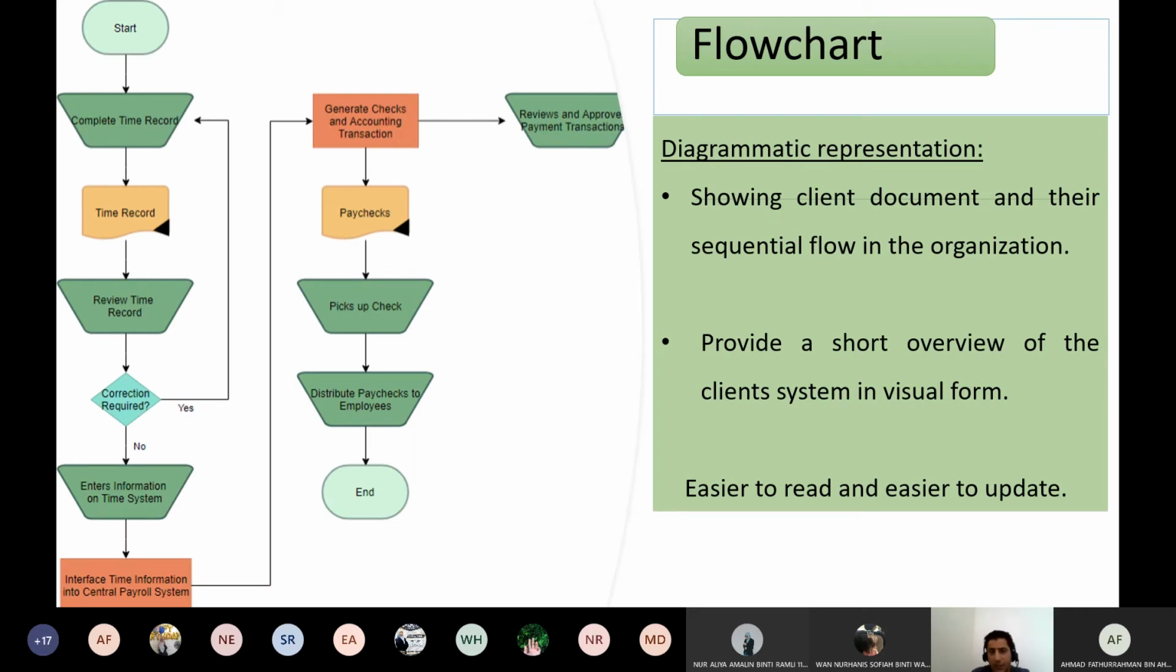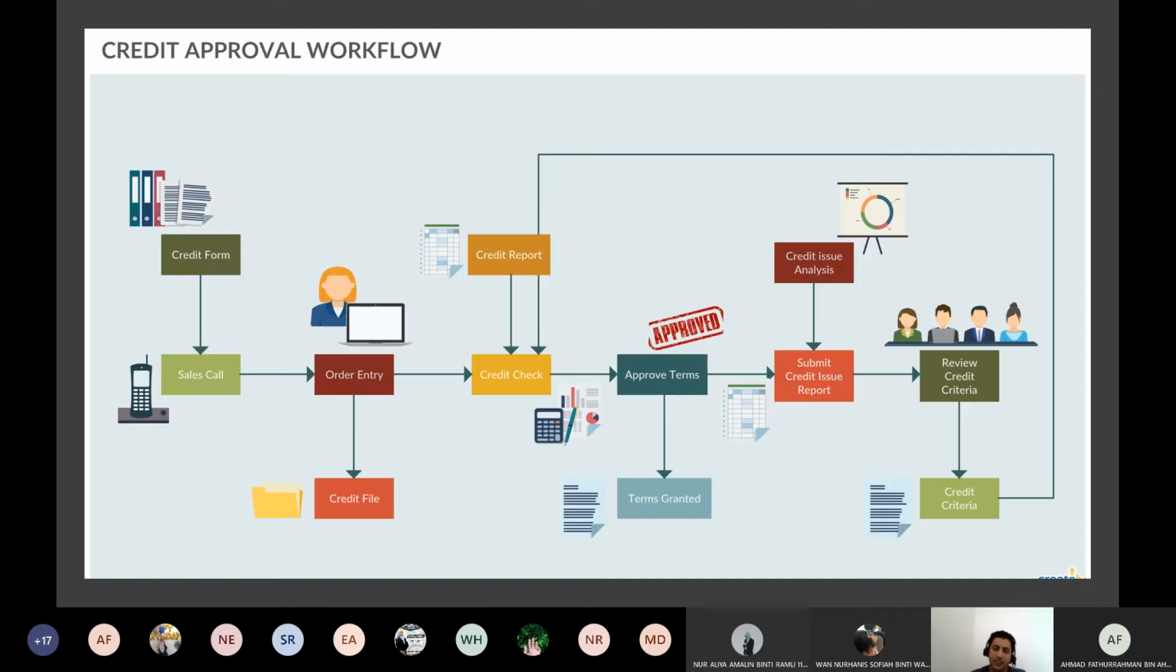Okay, so the flowchart is a diagrammatic representation showing the client's documents and their sequential flow in the organization. It provides a short view of the client's system in visual form. It is easy to read and easier to update. Okay, this is an example of a credit approval workflow, or flowchart.